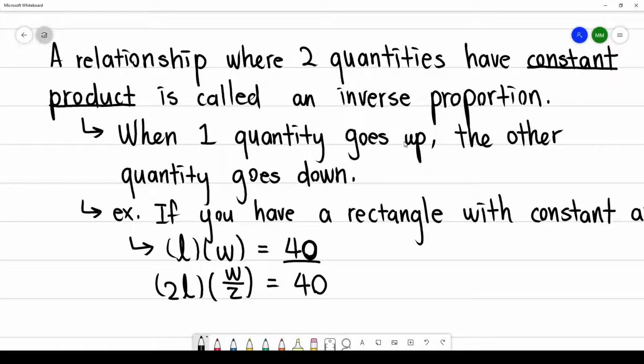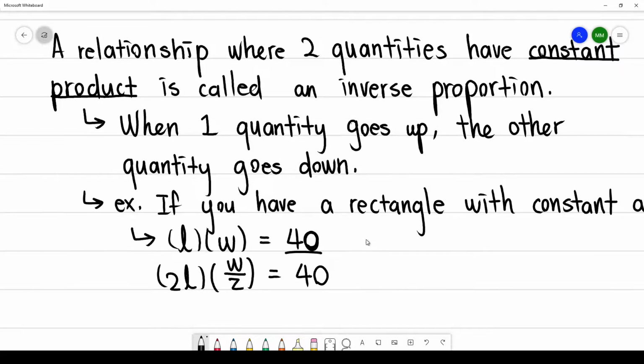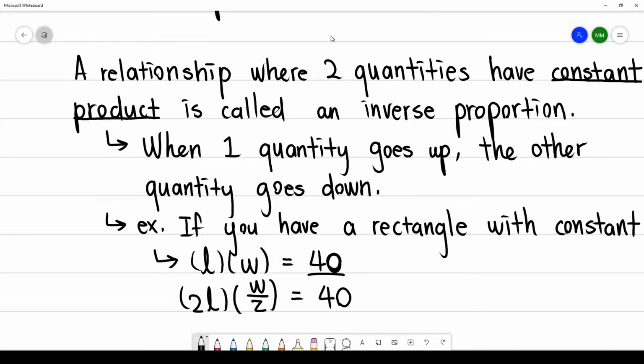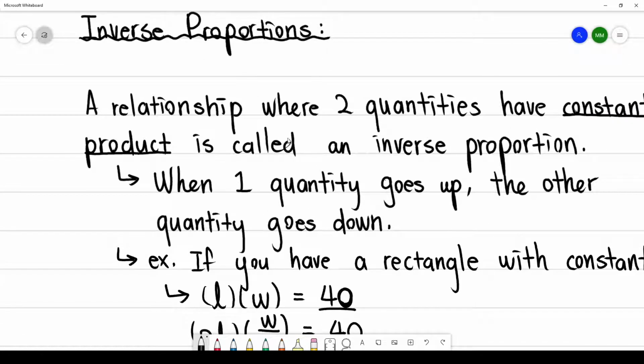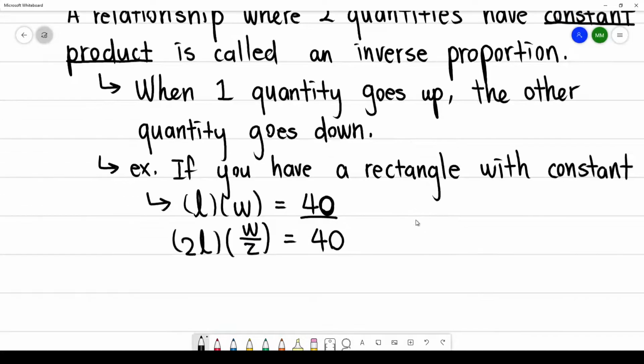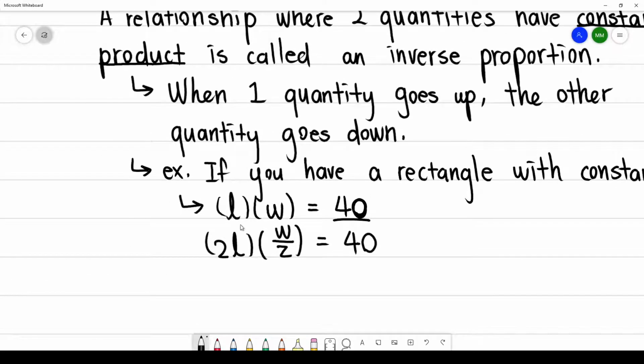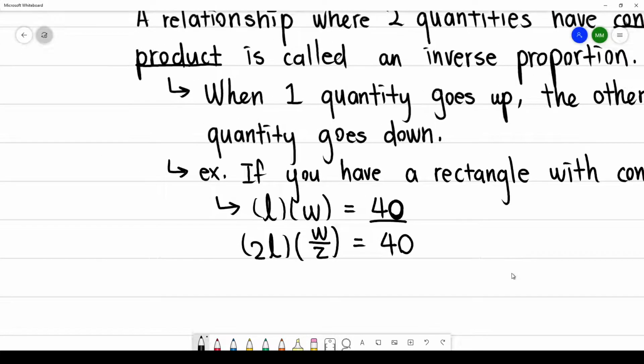When one quantity goes up, the other goes down. And when you multiply these two quantities together, they always give a constant product. Remember, for direct proportion, they have a constant quotient, so when one quantity goes up, the other goes up as well. But with this one, the two quantities are exactly the opposite.